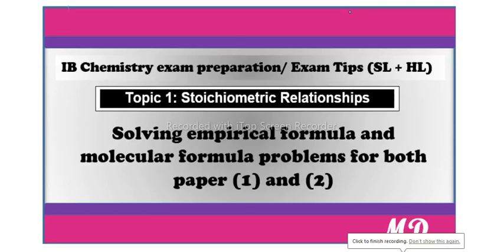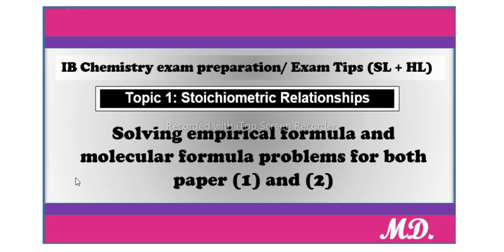Welcome to IB Chemistry exam preparation, exam tips for both standard level and higher level. Today I'm going to cover topic number 1, stoichiometric relationships. To be more specific, I'm going to explain empirical and molecular formula. I'm going also to solve past paper questions for both paper 1 and paper 2.